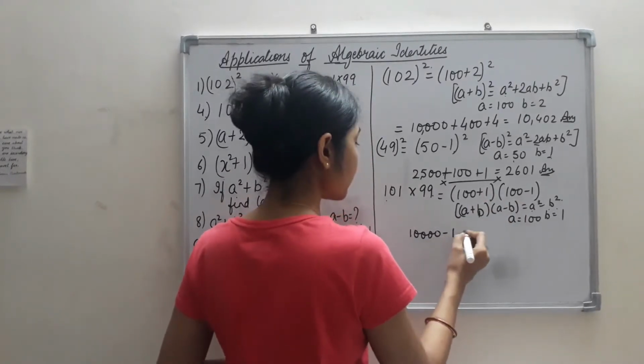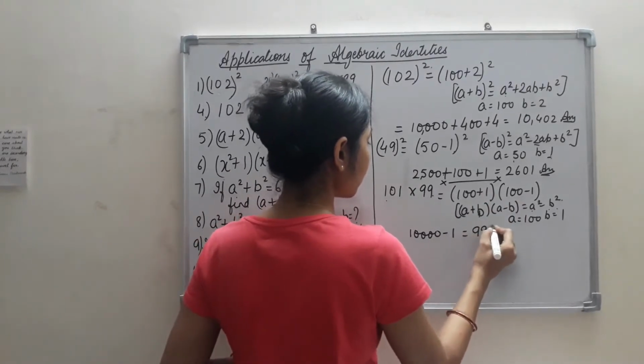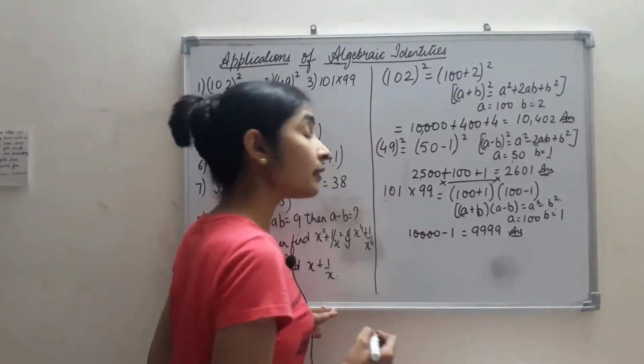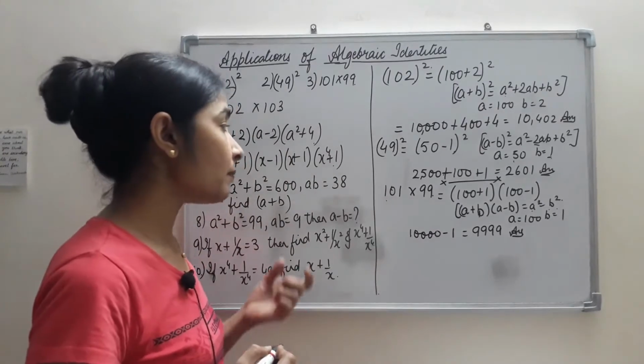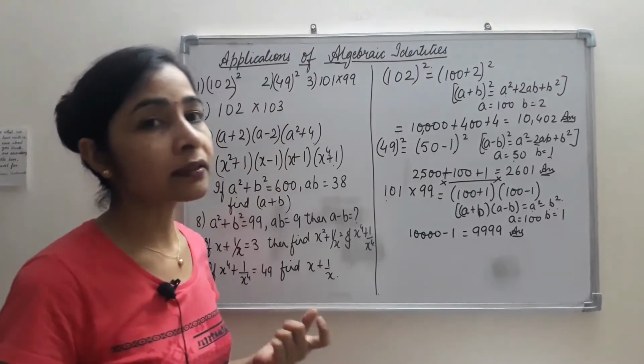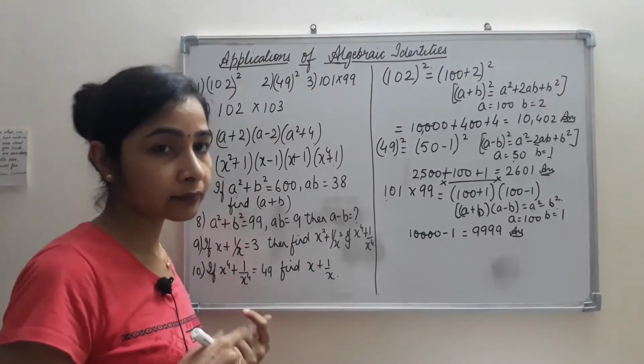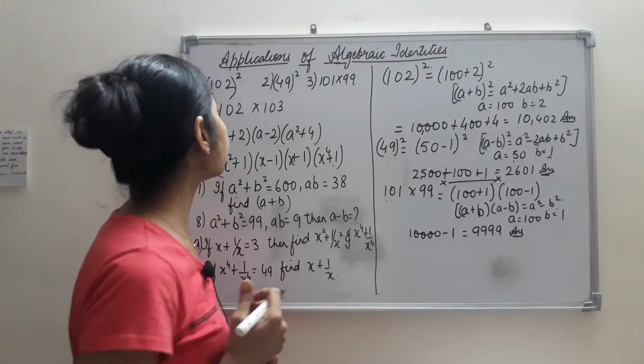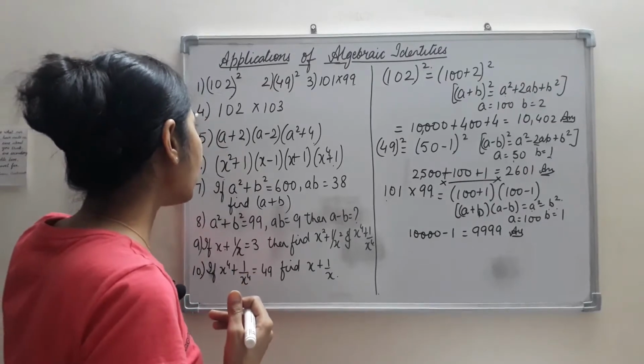So 10,000 minus 1, that means our answer will be 9,999. If we multiply these two numbers, we will get 9,999. You can also multiply and see that. Okay, confirm the answer. Now just see the fourth question.